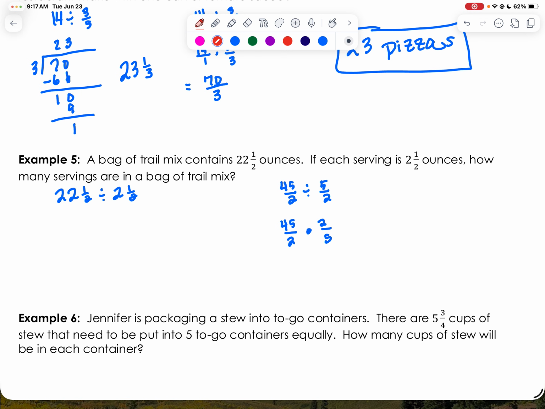Now I can do some cross-canceling here. 2 divided by 2 is 1. 2 divided by 2 is 1. 5 divided by 5 is 1. 45 divided by 5 is 9. So I get on my top, 9 times 1 is 9. 1 times 1 is 1. And that would reduce to 9 servings.